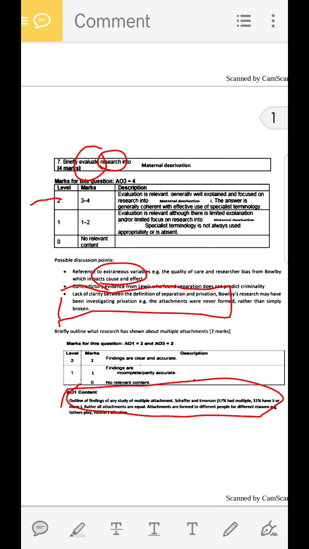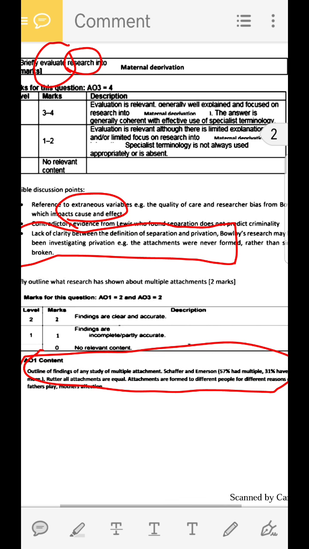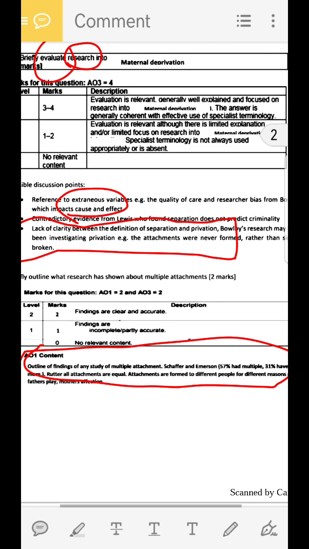Anybody who got 1 on this question, it's probably because you just said this last little bit here. You didn't necessarily have any findings as such. You just said attachments can be formed to different people for different reasons. So it's not really specific enough. It's not really detailed enough, but it does show some understanding.